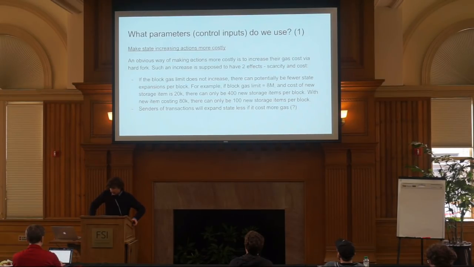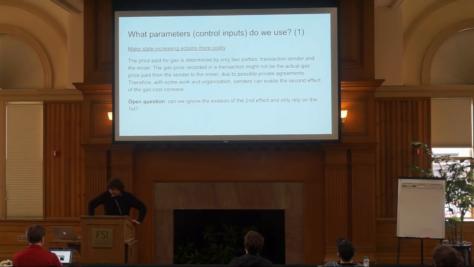The second intended effect of this is to make it harder or less appealing for people to actually do these operations, because it costs more. But I would say that the second effect might actually be circumvented by some private agreement with the miners or with the mining pools, because in this sort of economic transaction, there are only 2 parties, the transaction sender and the miner, so they can do some sort of agreement, and they can even make it appear that they don't have an agreement by doing some sort of kickbacks or rebates. And the open question is, do we think that the first effect is enough so that we can ignore the fact that people can circumvent the second effect? Maybe it is.